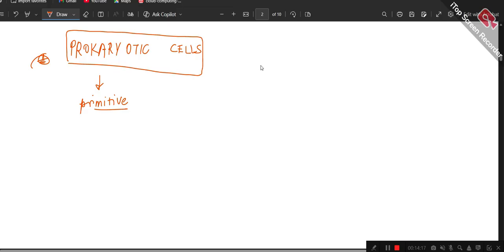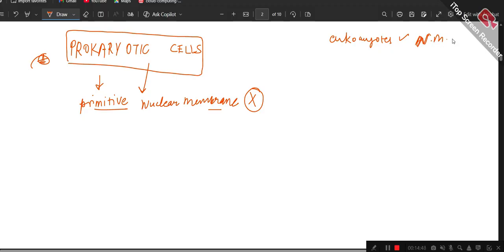First of all, the most important distinction between a prokaryote and a eukaryote is the nuclear membrane. This is the first distinction anyone makes: the nuclear membrane is not going to be present. Whereas when we talk about eukaryotes, the nuclear membrane would be present. This is the first initial point we make if we want to differentiate between them.